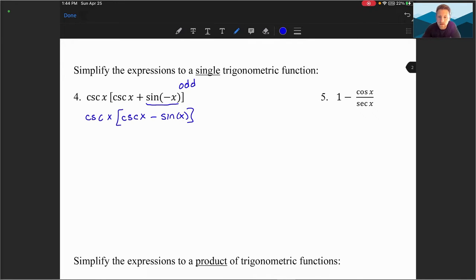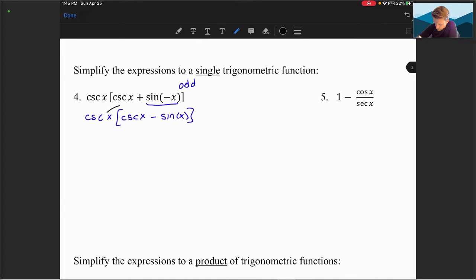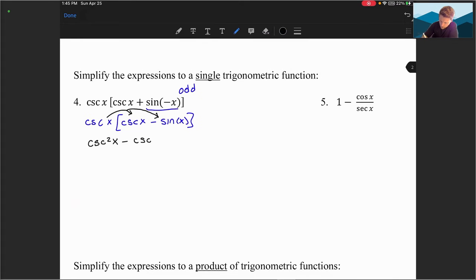So the next thing we see is there is a product in this expression. So one thing we could do here is just distribute my outer cosecant of x to both terms. And so here we'll have cosecant squared x minus cosecant x and sine of x.